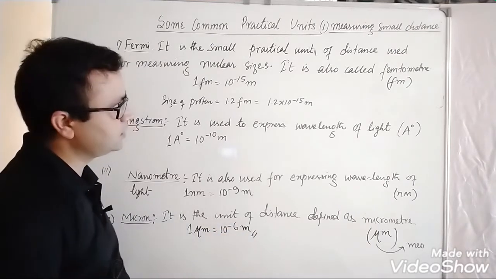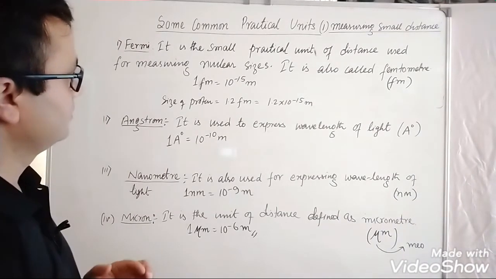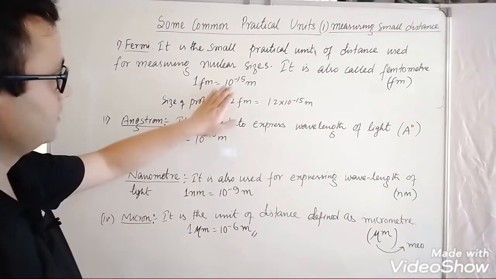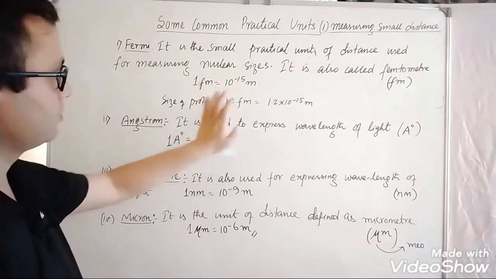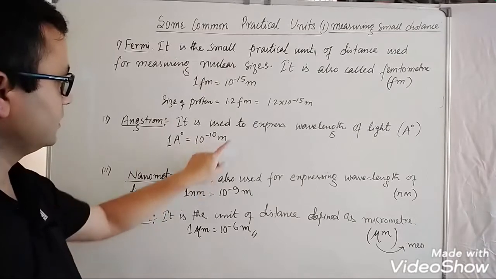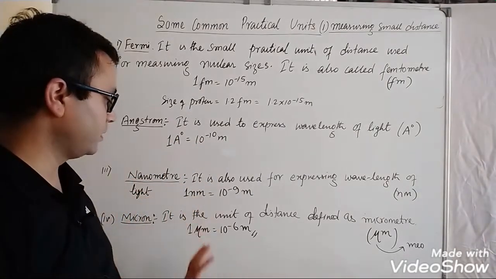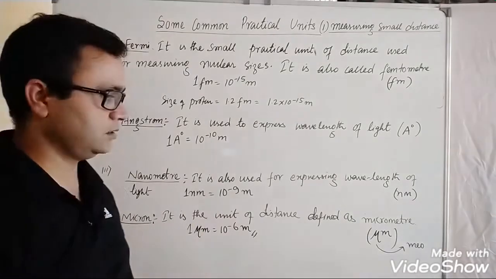So these are the smaller units of distance. Fermimeter is the size of the nucleus, and the size of the proton is 1.2 into 10 to the power minus 15. Angstrom and nanometer are used for the wavelength of light, and micron is also a unit of distance.